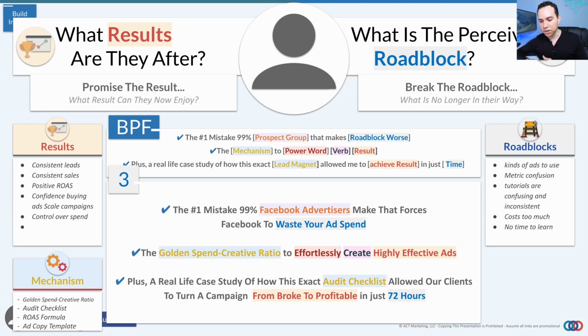So the first one we have here is the number one mistake 99% of Facebook advertisers make that forces Facebook to waste your ad spend.